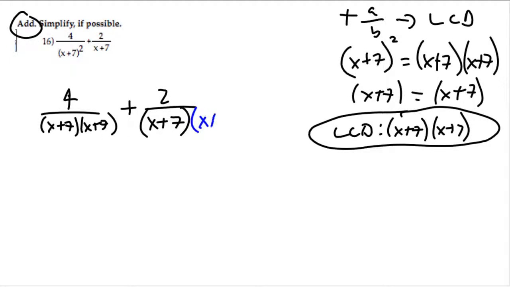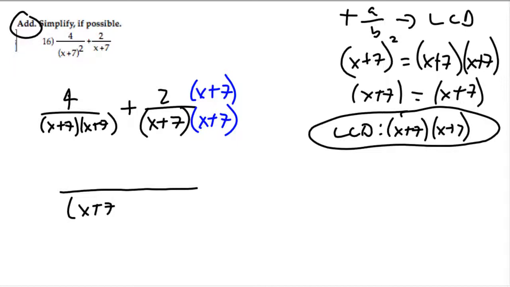So of course it needs an x plus 7 on the bottom. It also needs an x plus 7 on the top. Now I have a common denominator for both of them. So I can write one denominator, which will be x plus 7, x plus 7. And then on the top with this one I just have a 4. On this one I have a plus 2 times x plus 7.